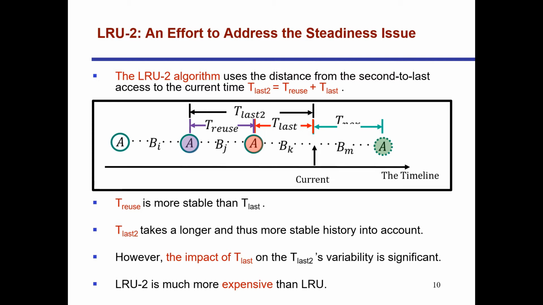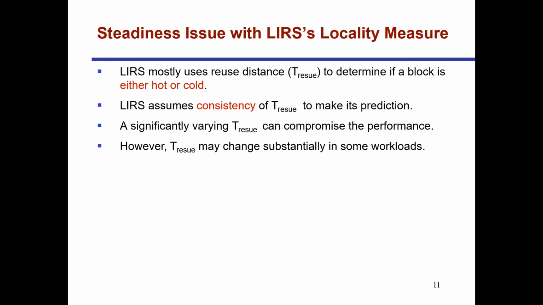However, because this t-last2 is a sum of these two locality measures, the impact of t-last on t-last2's variability is still significant. Another major issue with LRU-2 is that it is much more expensive than LRU. It is not a big O(1) algorithm. LIRS's locality measure is more stable than LRU's. However, LIRS may also have its steadiness issue.